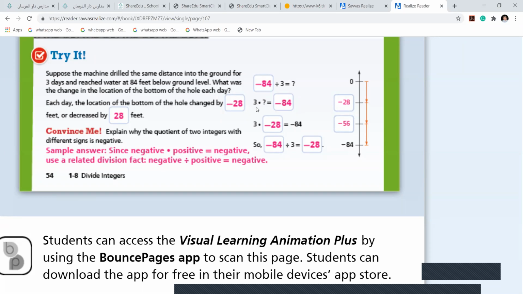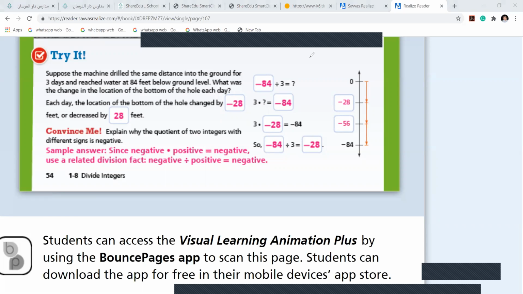So, you know how to divide -84 by 3. They're asking you, 3 times what gives you 84? So you will divide this. -84 divided by 3, you got 28. But tell me, -28 or +28? You get -28 because they are opposite sign. 3 times -28 gives me -84. That's why -84 divided by 3 equals -28.